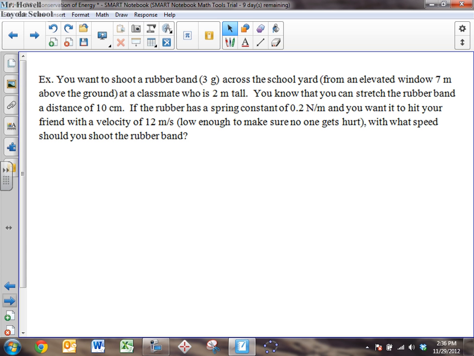You want to shoot a rubber band whose mass is, in parentheses there, 3 grams. So you want to shoot a rubber band, parentheses, 3 grams mass.